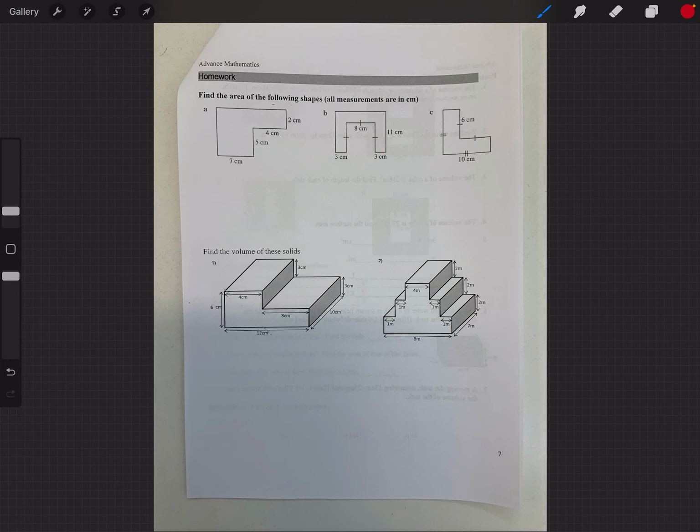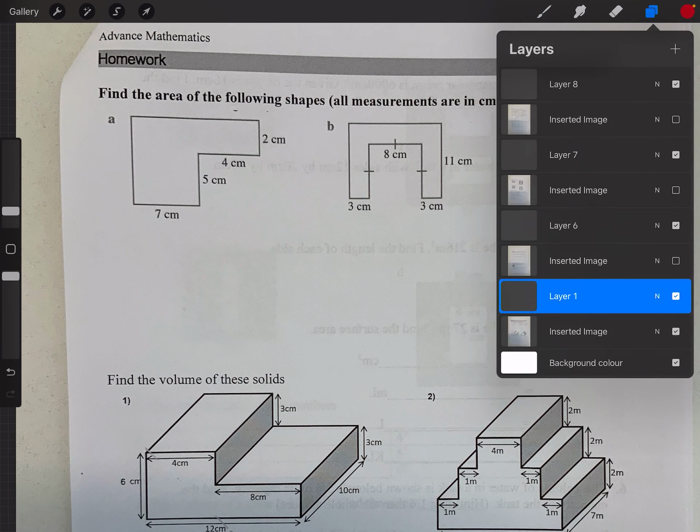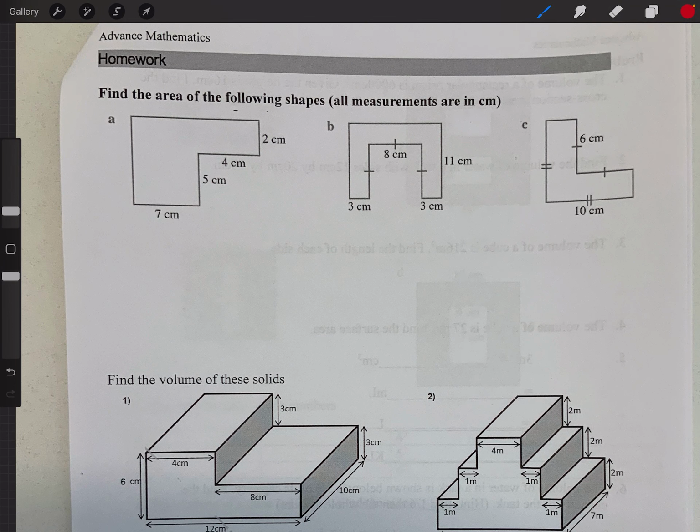On page 7, we're asked to find the area of the following shapes. All measurements are in centimeters. Alright, so we've got this shape in part A, and what we're going to do is divide it into two parts. Call it A1 and A2.